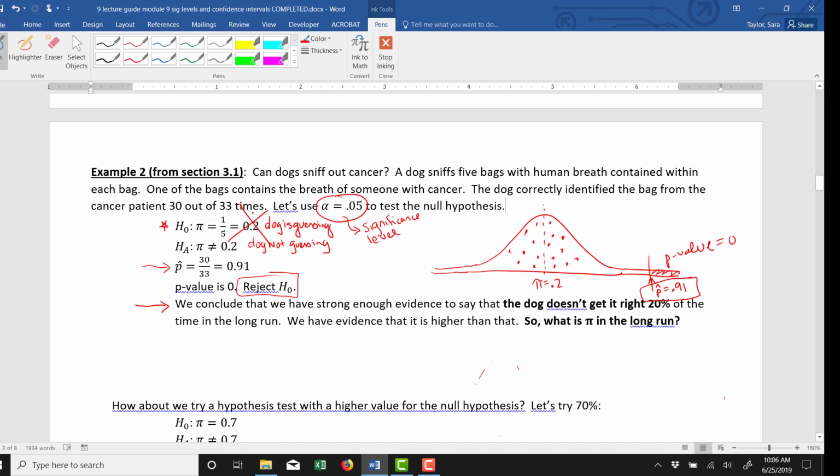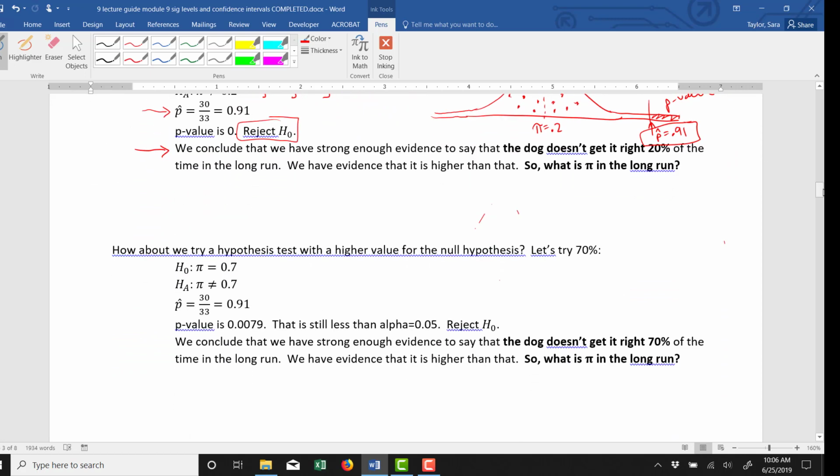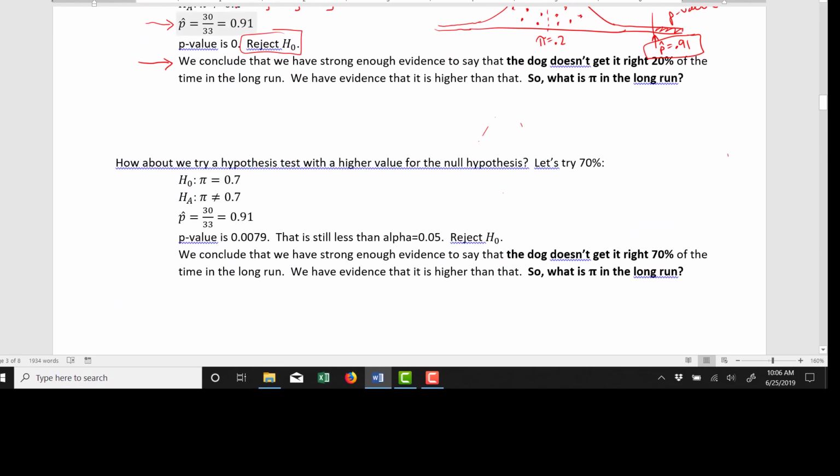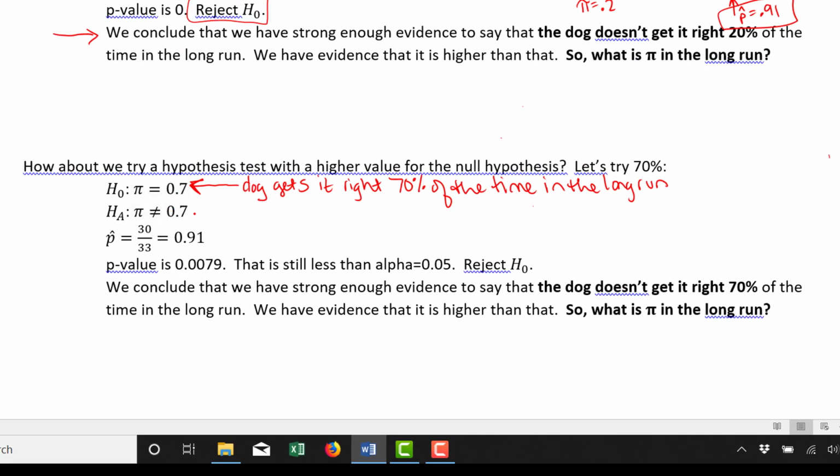So the next thing you might do out in the real world is actually make another null hypothesis. You might then say, okay, well, it's not 20%, and that makes sense because we saw the dog get it right 91% of the time. How about we make our null hypothesis value of the parameter higher? Maybe the dog's getting it right like 70% of the time in the long run. And then the alternative would be that he's not getting it right 70% in the long run. Okay, so we've upped the null hypothesis.